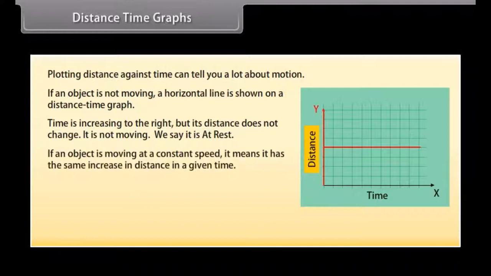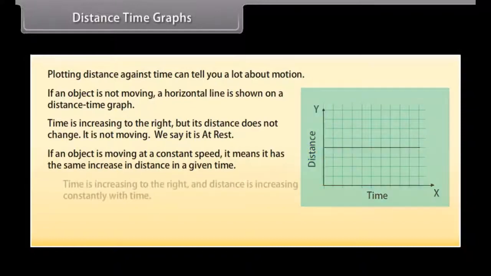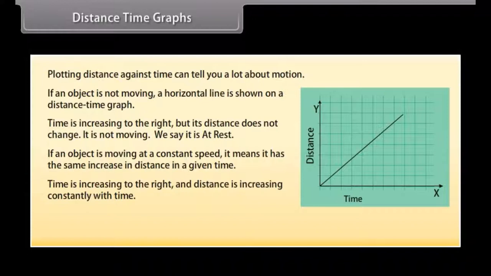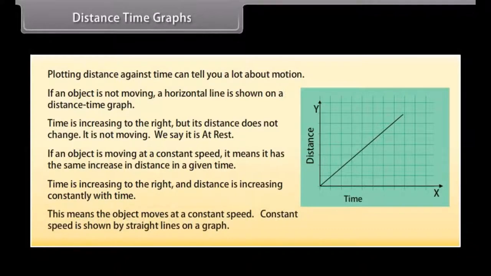If an object is moving at a constant speed, it means it has the same increase in distance in a given time. In the graph we can see that time is increasing to the right and distance is increasing constantly with time. This means the object moves at a constant speed. Constant speed is shown by straight lines on a graph.